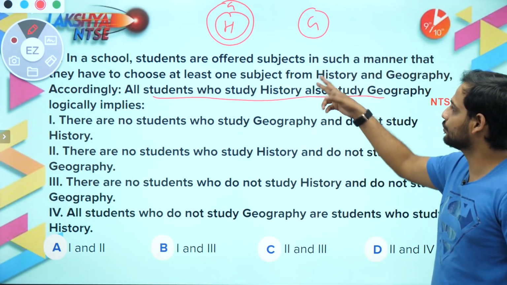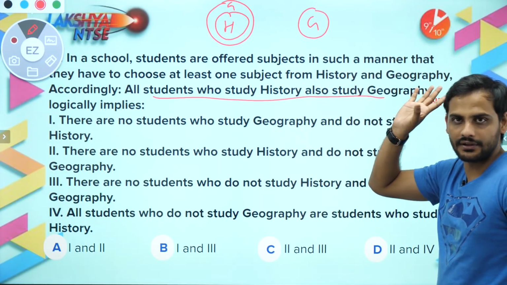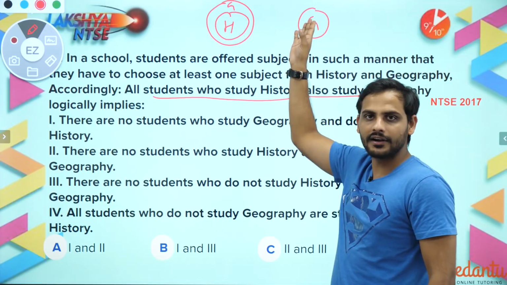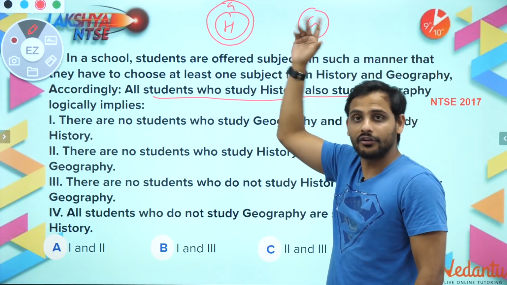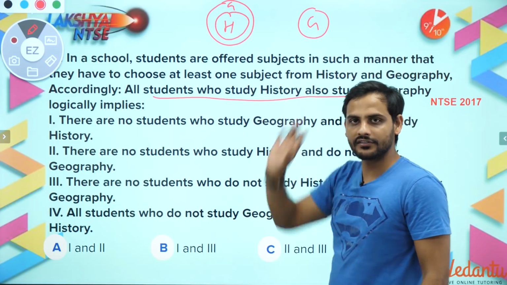So these were two compulsory subjects. Out of these two, every student has to select one. So those who selected geography are already reading geography. Those who selected history also have to study geography. So this is the Venn diagram. Some are studying history, but all are studying geography.